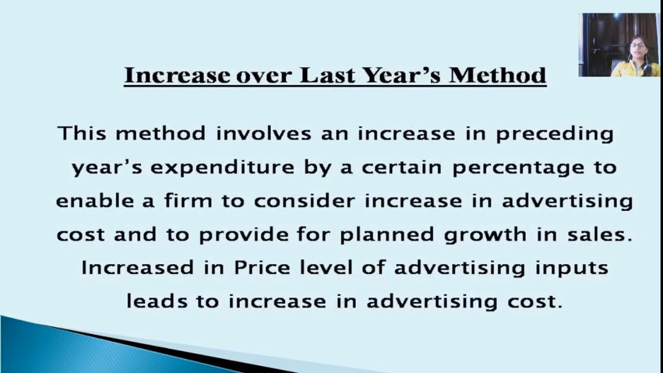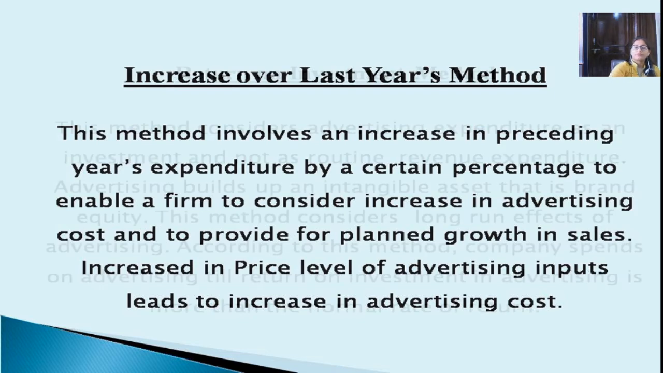Next is increase over last year method. Increase over last year method is another method in which we spend on advertising just an increment over the last budget. Suppose we spent 10% of sales last year, we can increase a bit, we can spend 11% or 12% of sales this year. It is basically an increment over the last year's advertising budget.